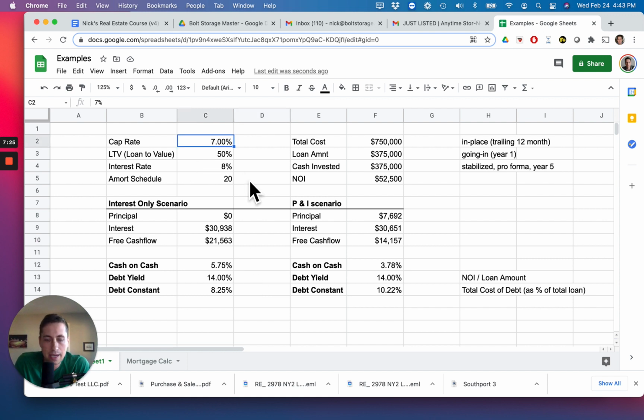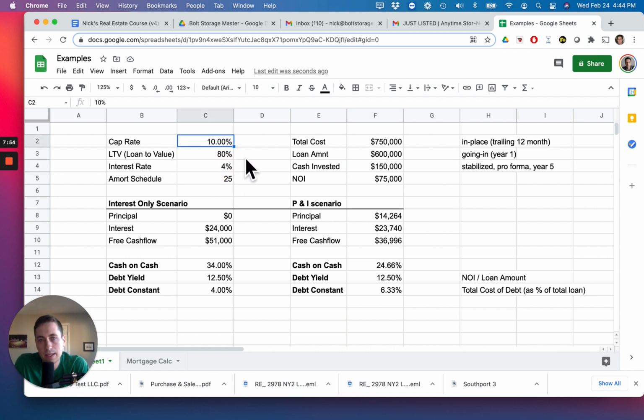Now, let's say we buy a really good deal, a 10 cap deal. Let's say we lever it up to 80%, and let's say we get a really good interest rate, 4%. And let's say we get the max amortization schedule. We're able to negotiate with our banker a 25-year amortization schedule. So now we have a $750,000 asset, $600,000 loan. We only have to put $150,000 of our own cash in, and every year we have $75,000 of net operating income. All these things are very good.